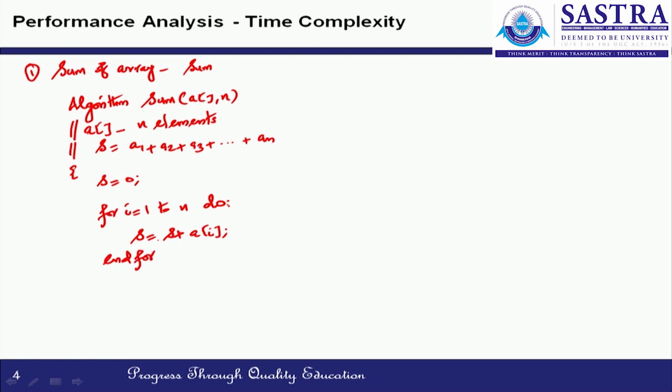Then after the execution of the for loop, return the value of S, return S. This is the end of algorithm Sum.